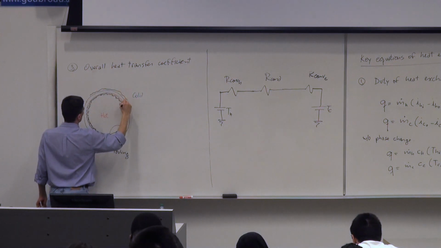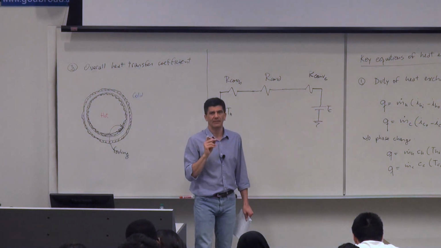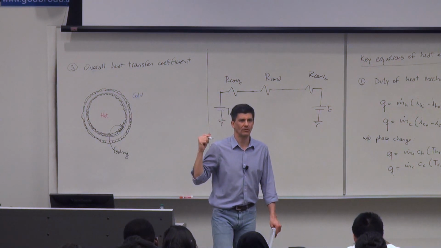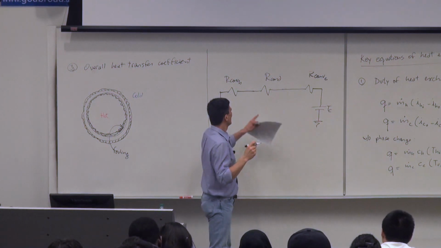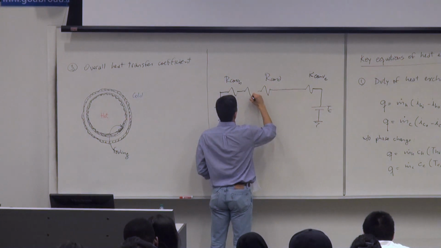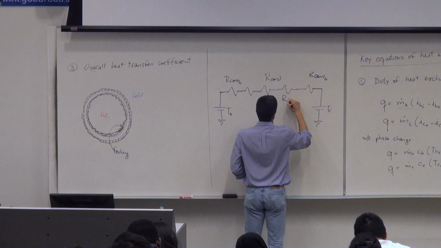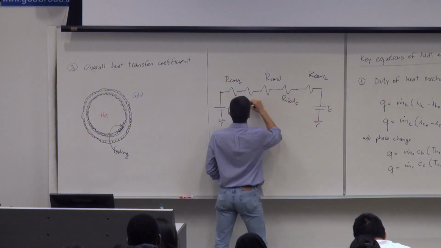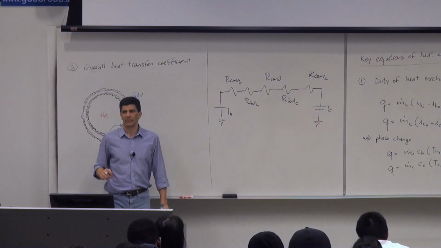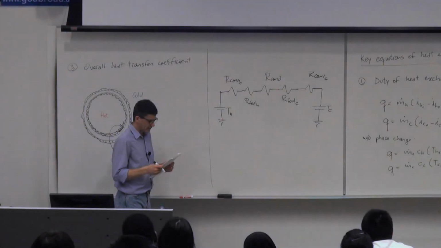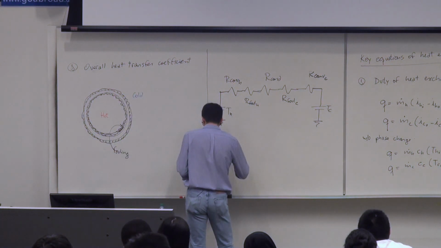Why not? The reason I didn't want you to draw this yet is, where do those resistances go? On either side of the conduction. Exactly right. We'll go here. So here we would have fouling on the cold side, and on the hot side. In addition to having the fouling, we could have finned tubes, right?